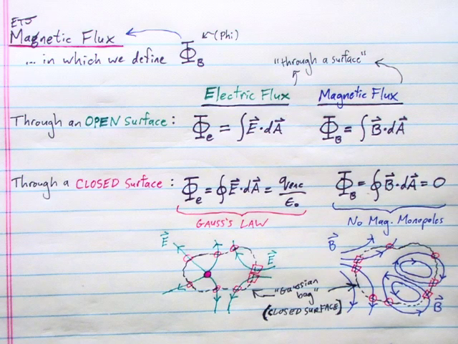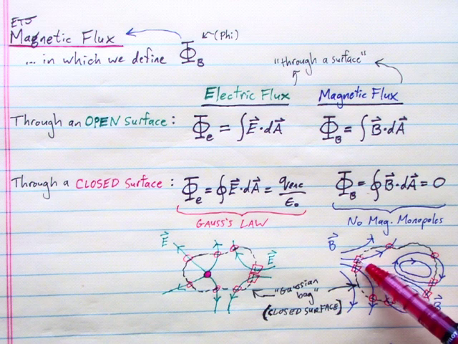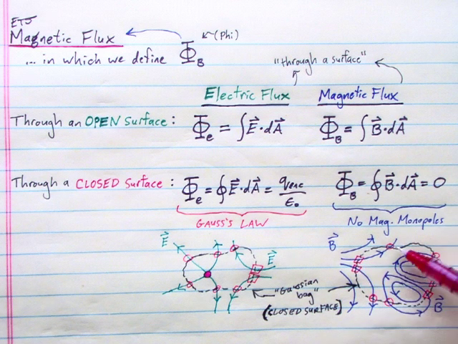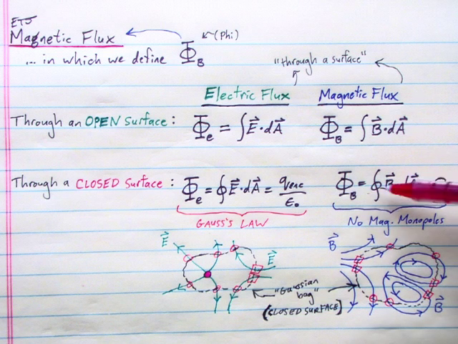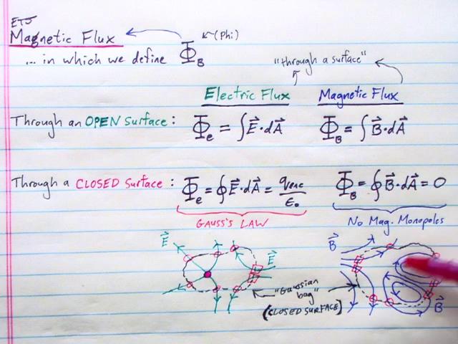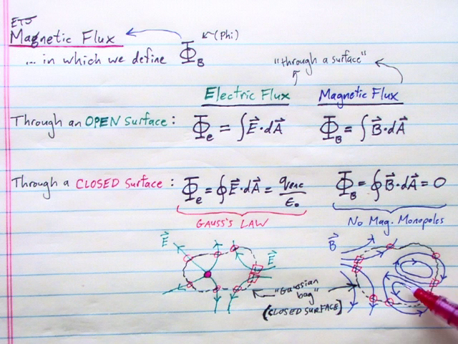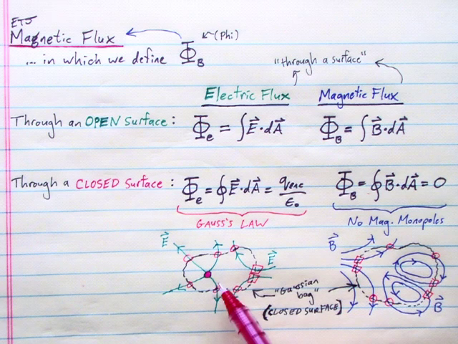Every field line that enters somewhere leaves somewhere else. Thus, no net flux through any closed magnetic surface. The B field lines don't begin or end anywhere, they're closed loops, unlike the E field lines, which begin and end on point charges. Okay, two examples.